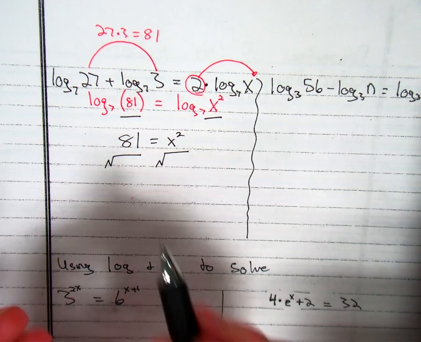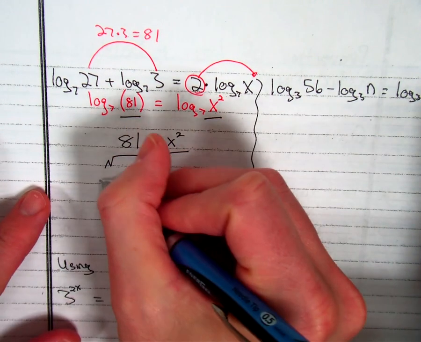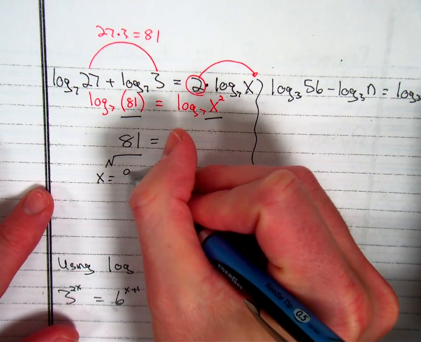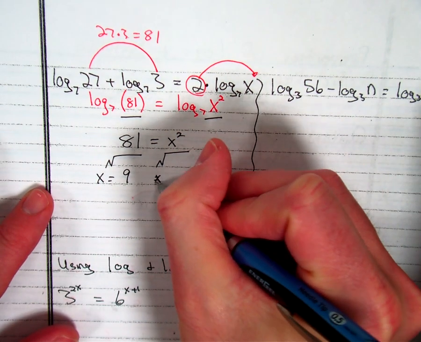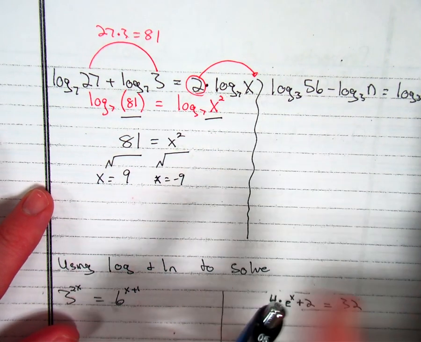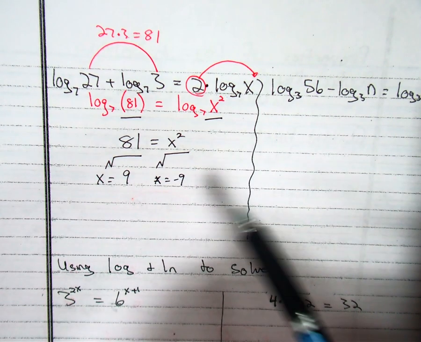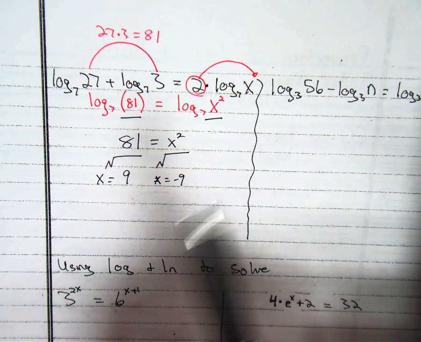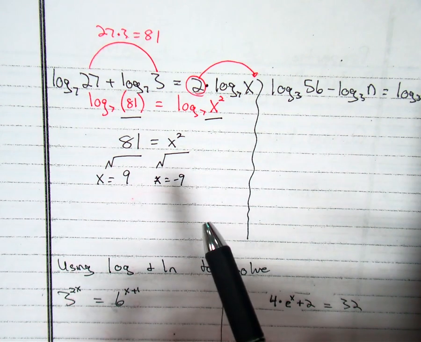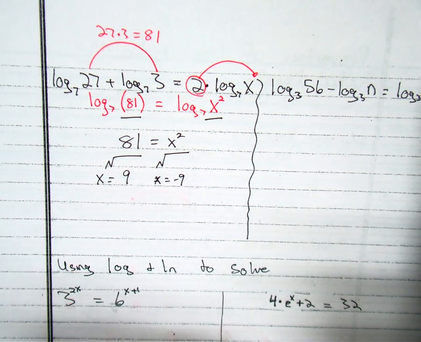Square root. Normally we'd write plus minus 9. I'm going to write them both out. X equals 9. X equals negative 9. Because I've done this problem 5 times a day, I know one of them's going to cancel out and the other one's not. So if you have plus minus, it's tough to cancel or cross one of them out.